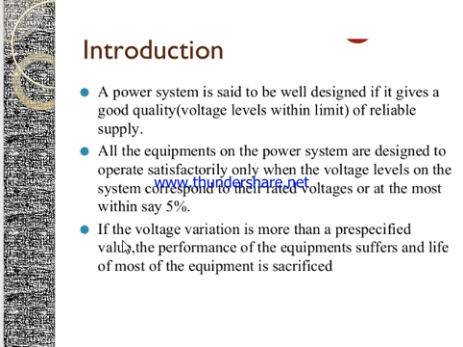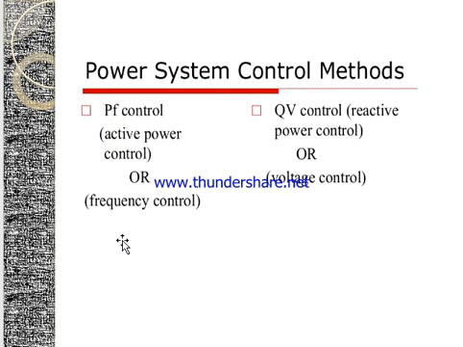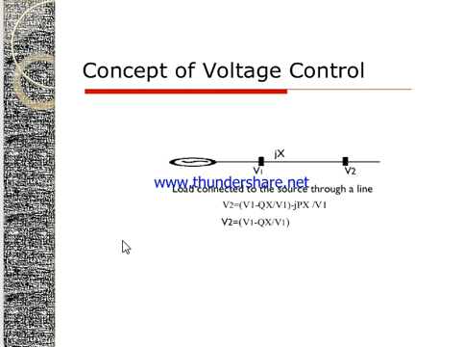If the voltage variation is more than a pre-specified value, then the performance of the equipment will be damaged, or it will be malfunctioning. So what we go for is the active power frequency control and the reactive power voltage control. Both control methods are applied. So let us see what voltage control is.